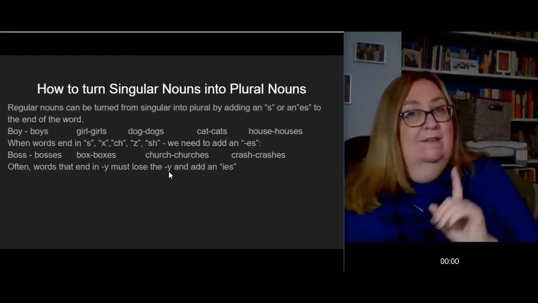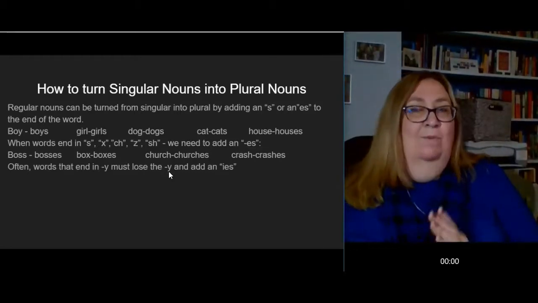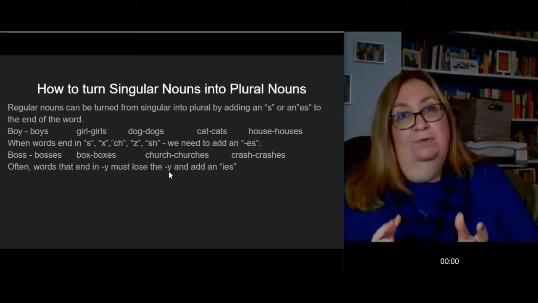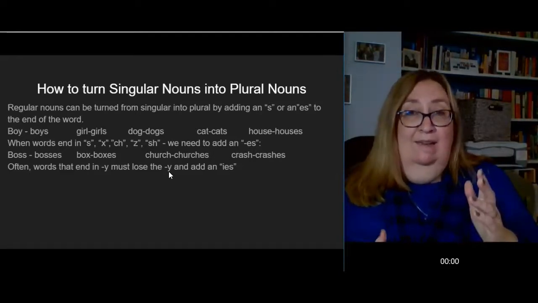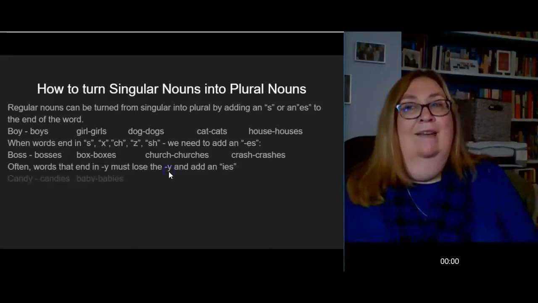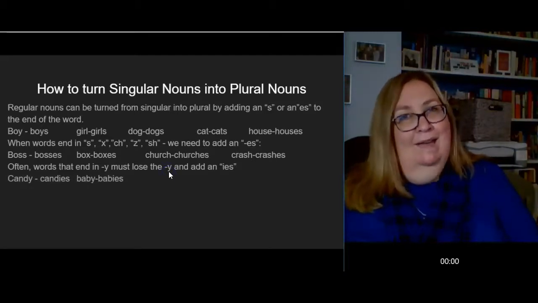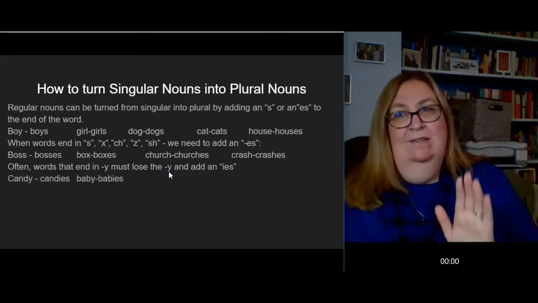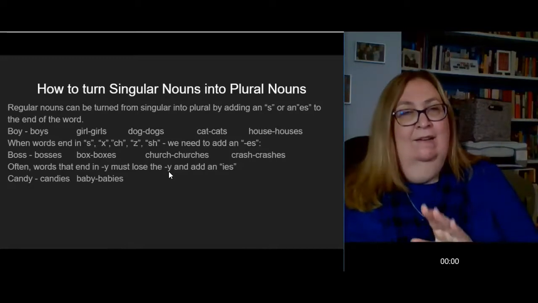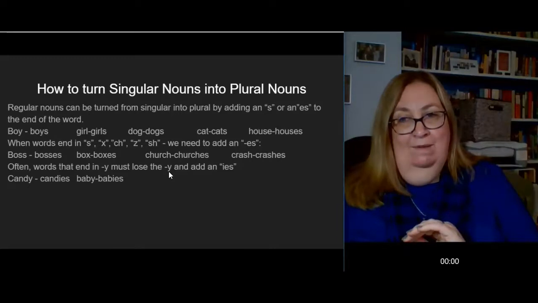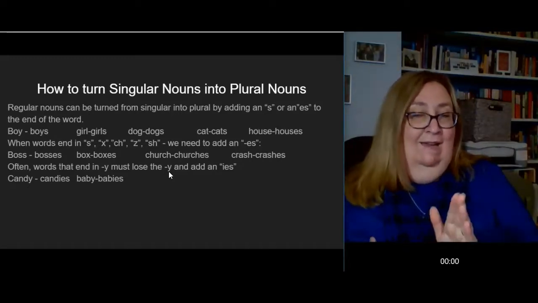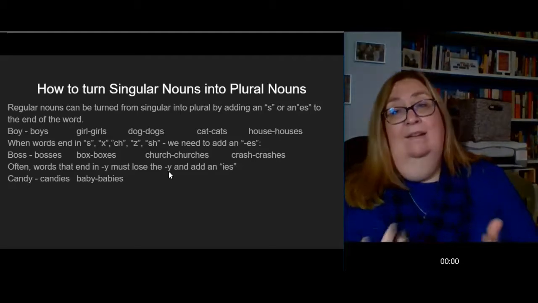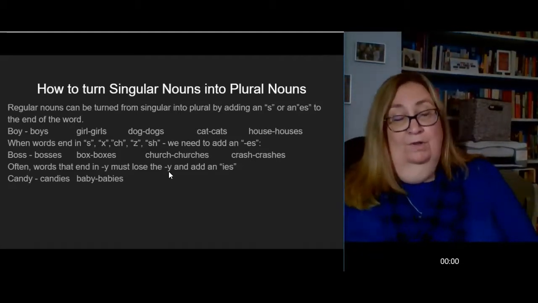Sometimes when words end in Y, we have to do a little switcheroo. You take the Y away and you add an I in its place and then add ES. Like candy. You can have one candy or many candies. The Y goes away. You put an I in its place and add ES. Same thing for baby. One baby ends in a Y. Take the Y away and add an IES, and you have babies. That's how we make those words plural.